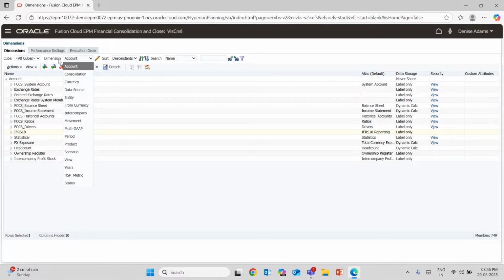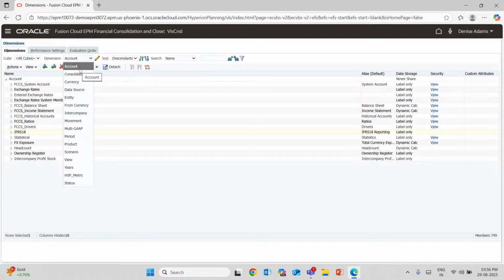With the standard dimensions, we also have custom dimensions. There are 11 standard dimensions and 4 custom dimensions, as we have created in the application, according to the data we have fed in. So in this FCCS application, we have 11 standard dimensions and 4 custom dimensions. Like product is custom, multi-GAAP and product are custom. We are going to see each and every dimension one by one.